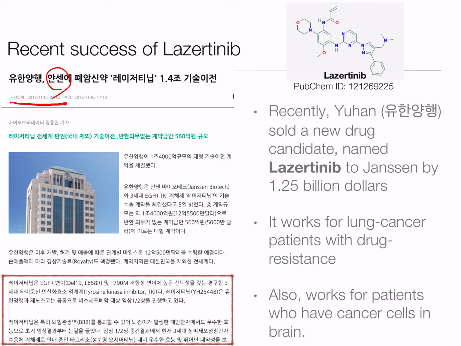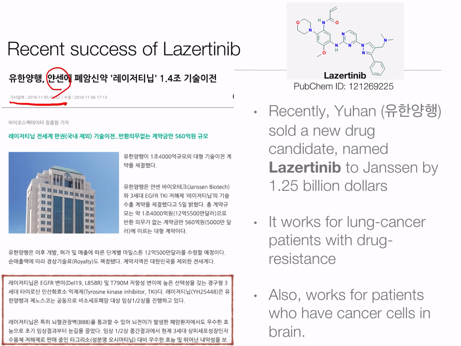Lazertinib is a new drug that works for lung cancer patients with resistance to existing lung cancer drugs. They also identified that this new drug works for patients who have cancer cells in the brain. Certain types of lung cancers are known to metastasize to the brain, which is very lethal, very critical.